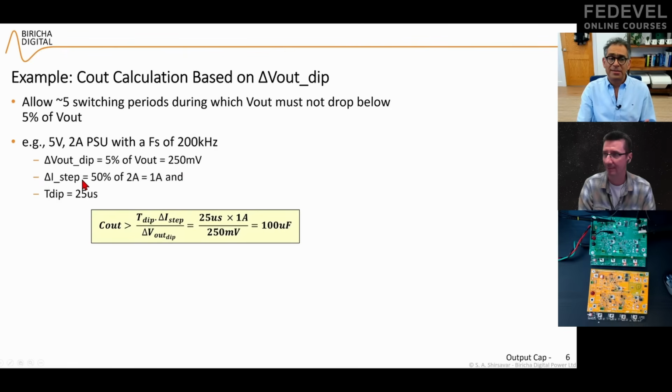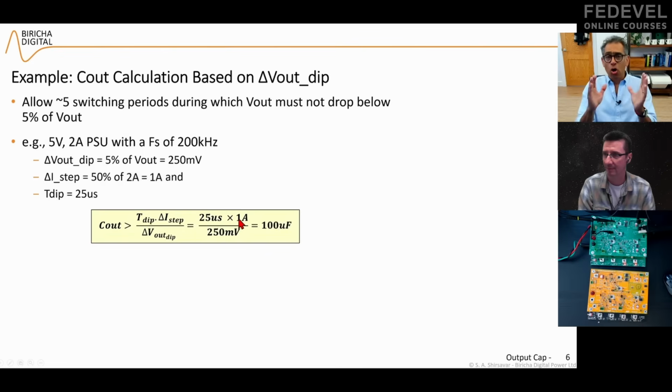And then let us say that we're going to give it a load step of 50%. That is a very common specification in industry. If I have a 2 amp power supply, a 50% step would be going from 1 amp to 2 amps, and that would be a load step of 1 amp. So there you go. That's the one that I have here.